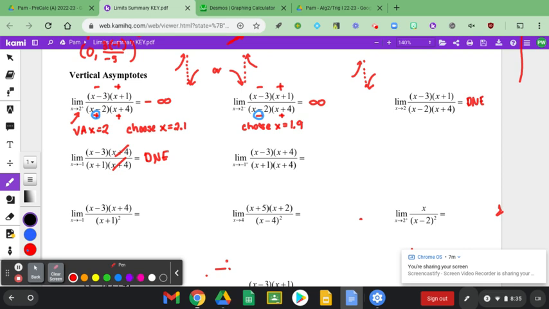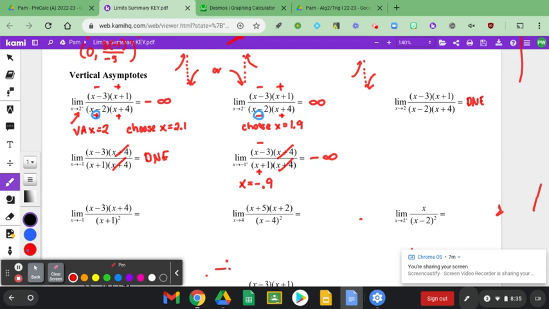Now, what if I asked you negative 1 from the right? What if we did want to calculate that? Again, we could choose a number just a little bit to the right of negative 1. So maybe negative 0.9, something just a little bit bigger than that. So the numerator, negative 0.9 minus 3 would be negative. Negative 0.9 plus 1 would be positive. A negative divided by a positive would be a negative. So from the right, this time it's going down to negative infinity.